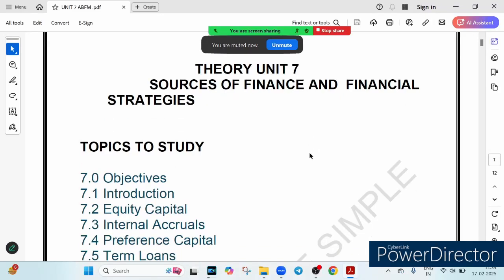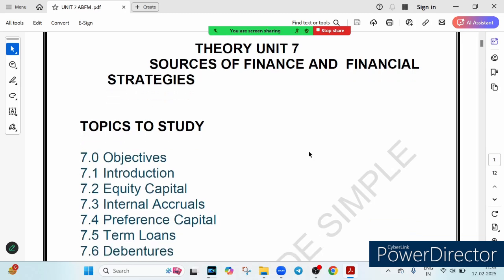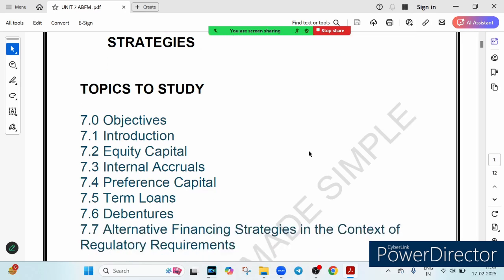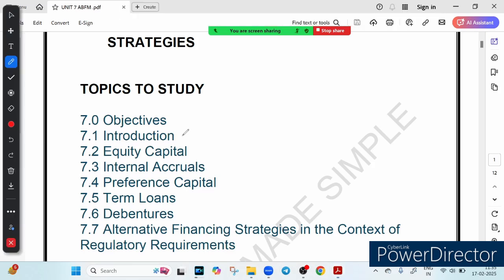So this is our theory of AVFM unit number 7 and the chapter name is Sources of Finance and Financial Strategy, and this is the first chapter of module B of AVFM. So let's first see what are the topics which we have to study in this particular chapter. We will see the objective, the introduction, equity capital, internal accrual, preferential capital, term loan, debenture and alternative financial strategy in the context of regulatory requirement. So there are 7 topics which we have to go through.